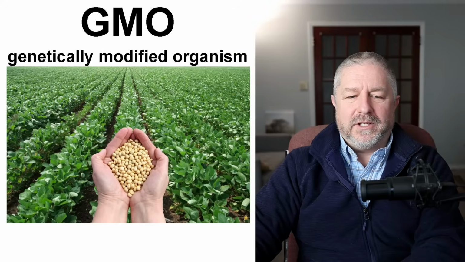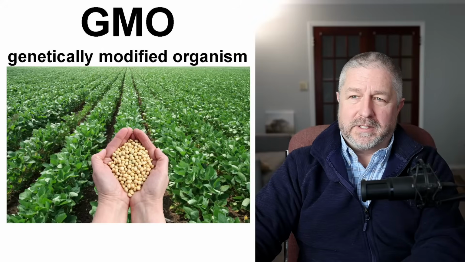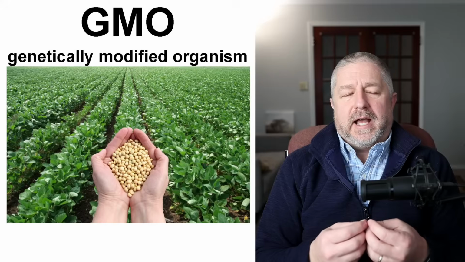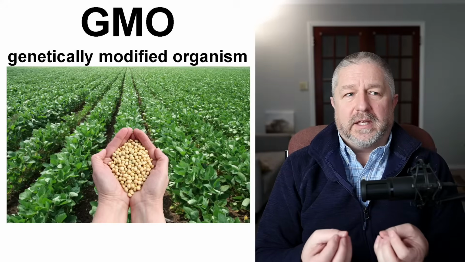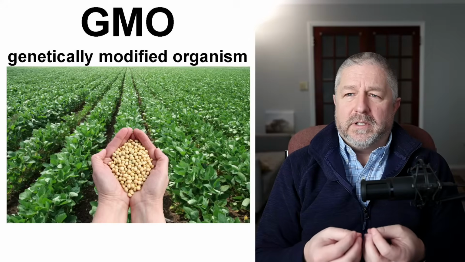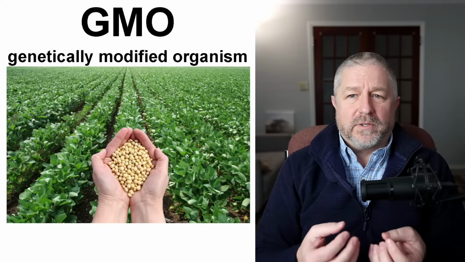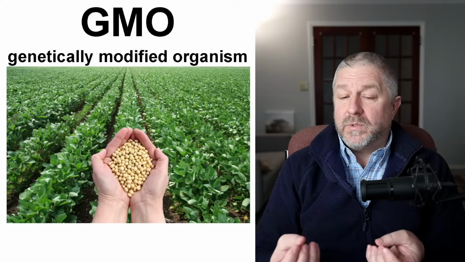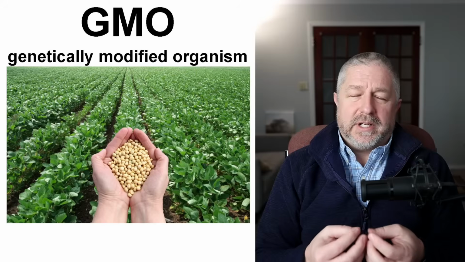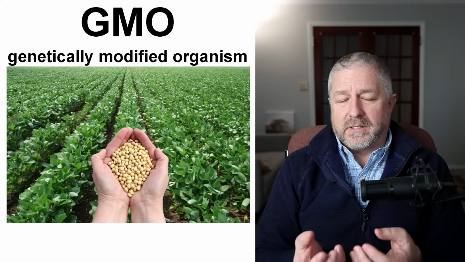GMO, a genetically modified organism. So scientists have changed some things to either yield better or grow faster or be more resistant to disease. And we call those genetically modified organisms.